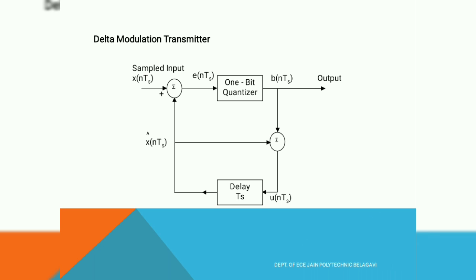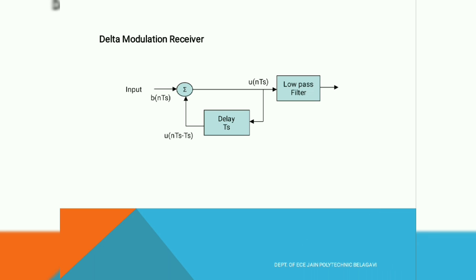If the sampled input signal x of nTs is less than the quantized signal x cap of nTs, you will get minus delta. In this way you are getting the output. This is the block diagram of the delta modulation transmitter. Plus delta means symbol 1 is transmitted, minus delta means symbol 0 is transmitted.